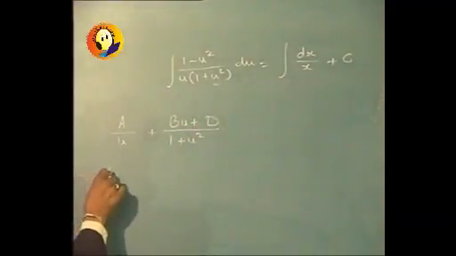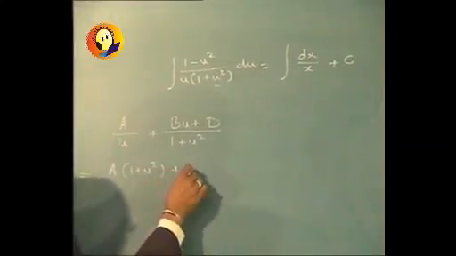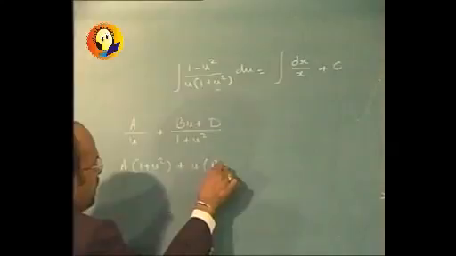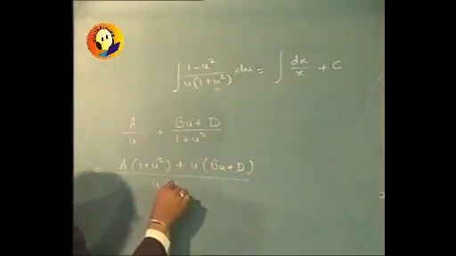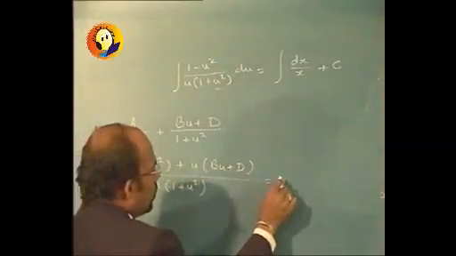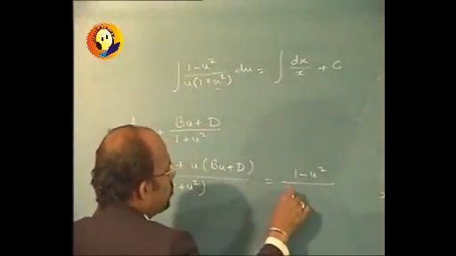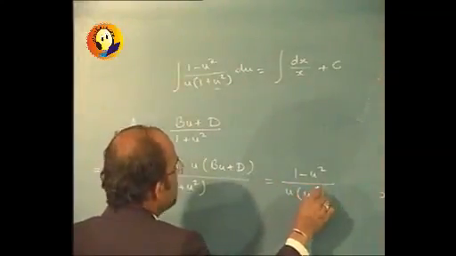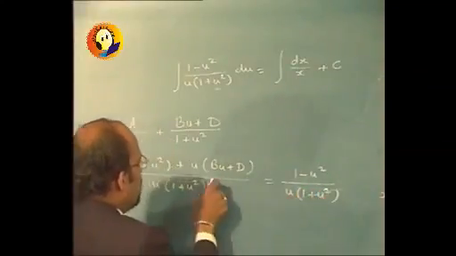Cross multiply, so it is a into bracket 1 plus u square plus u into bracket bu plus d divided by u into bracket 1 plus u square, and this must be equal to the actual term that we have, 1 minus u square upon u into bracket 1 plus u square. So denominator cancels.